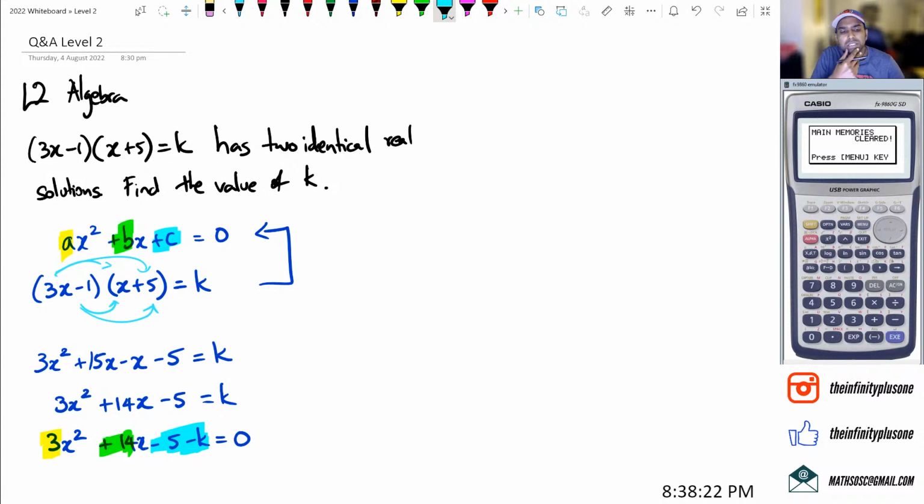Now, the part that's really important in this question is this right here. It says two identical roots. That means both of your roots are the same. If both of the roots are the same, then you're actually looking at only one real solution.